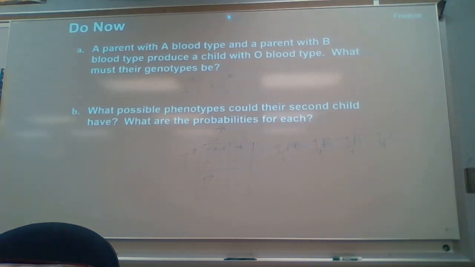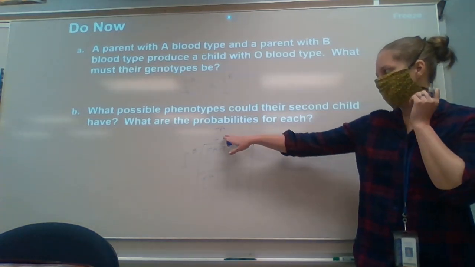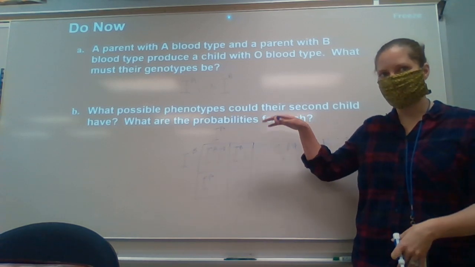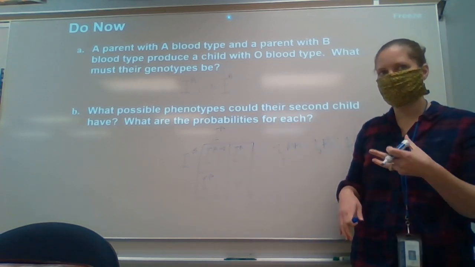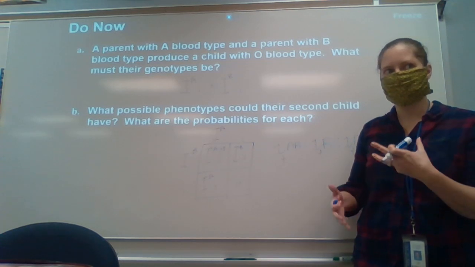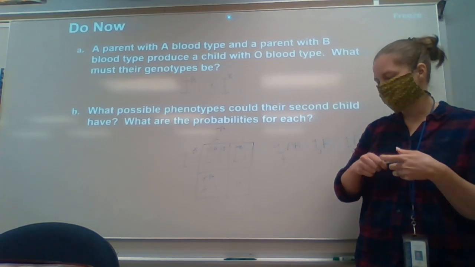So that's the kind of thing you need to be able to do with those codominant problems, and hopefully we're able to use those alleles to not get confused with the subscripts. Just treat them like you would a capital versus a lowercase letter, right? Questions on any of that?